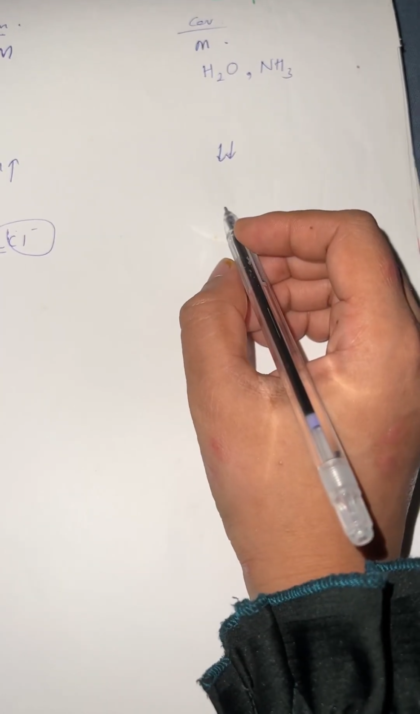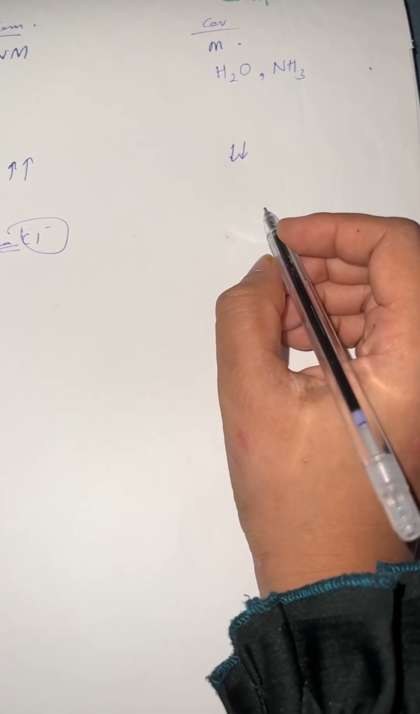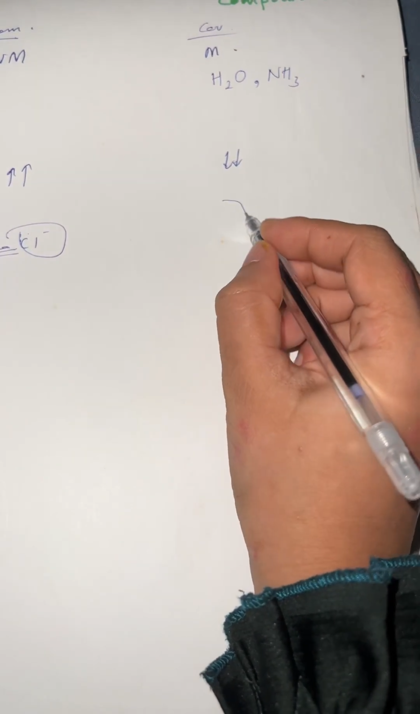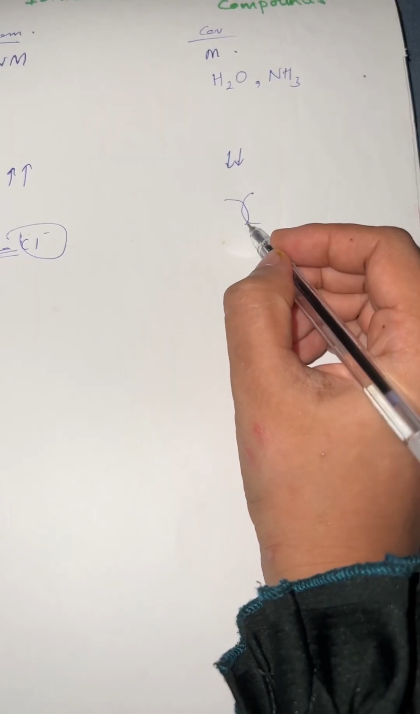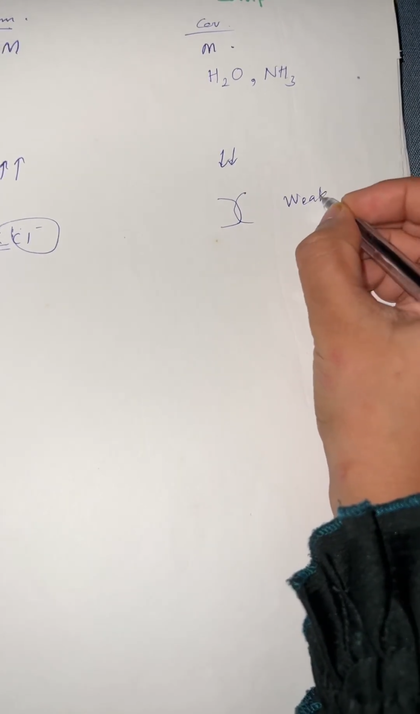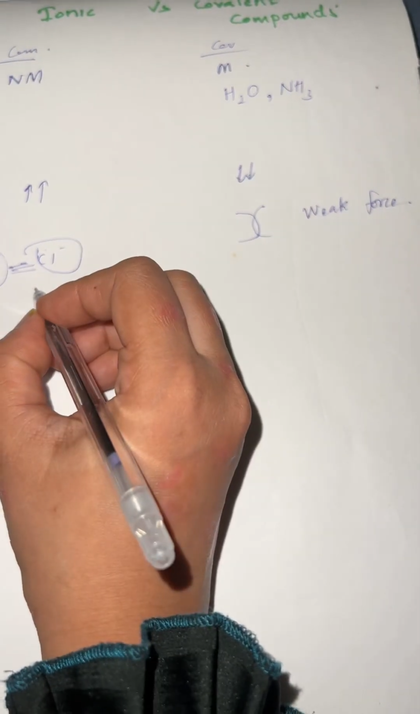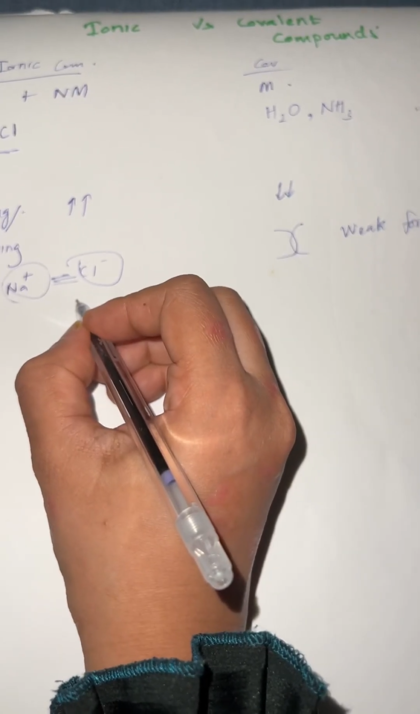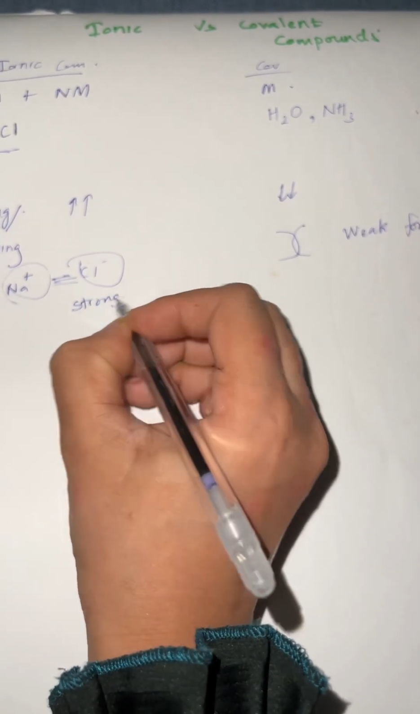But in covalent compounds, no ions are formed like that, only sharing of the electrons. So the forces are weak forces of attraction. Here, in ionic compounds, the attraction forces are very high, strong forces of attraction.